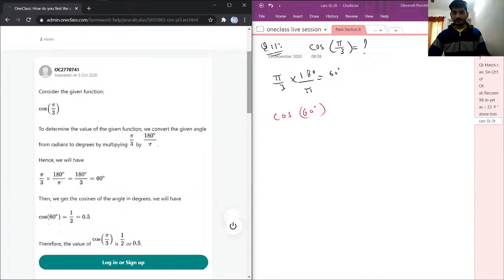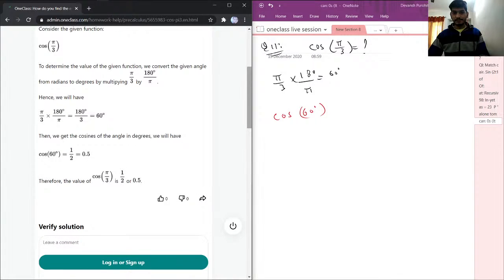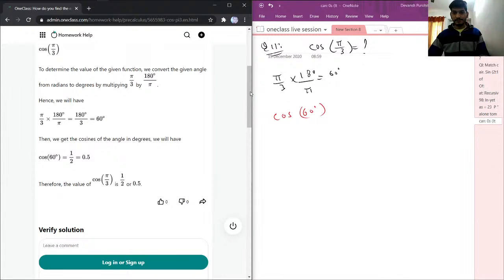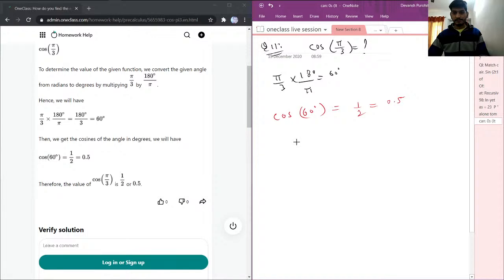So let's see the kind of approach they have used here. Then we get cosine of the angle in degrees. So they have just used the direct method. Directly we can say it is 1 over 2 or 0.5. But if you don't remember the value of cosine of 60 degree, what we can do is that we can draw an equilateral triangle.